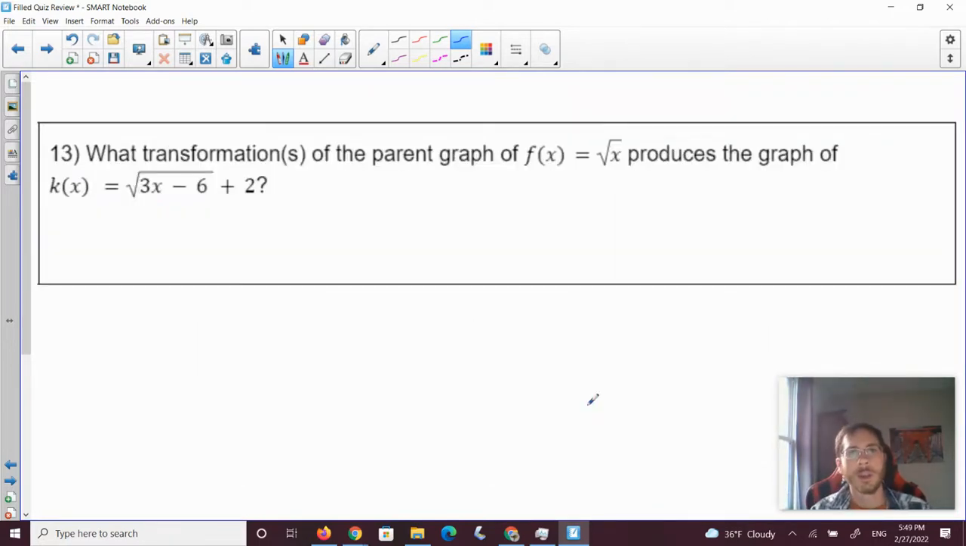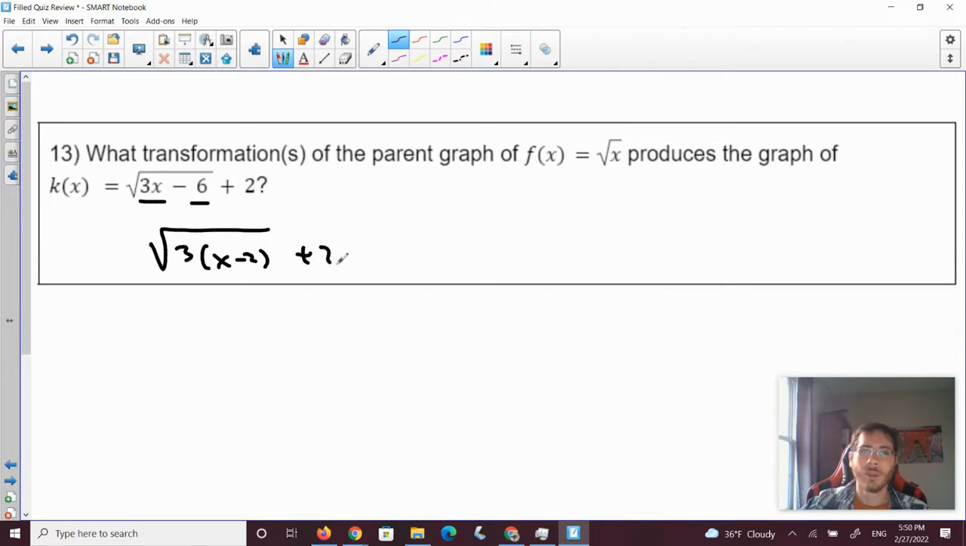What transformations of the parent function of the graph of f of x equals root x produces the graph of the square root of 3x minus 6 plus 2? So here we got to be really careful because it looks like we've got something down here, but we want to simplify inside of our root before we actually write down any transforms. So to simplify, I can divide both of these by 3. So we're going to get the square root of 3 times x minus 2 plus 2.